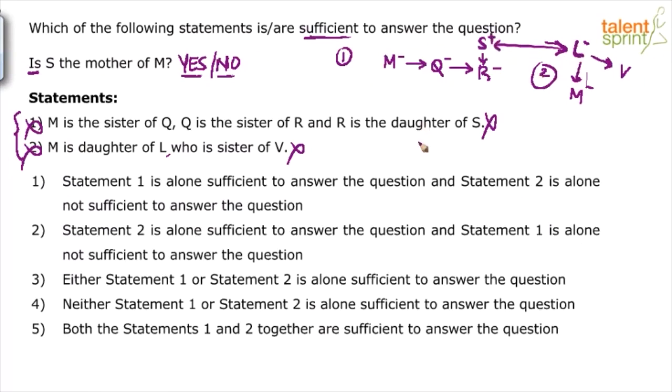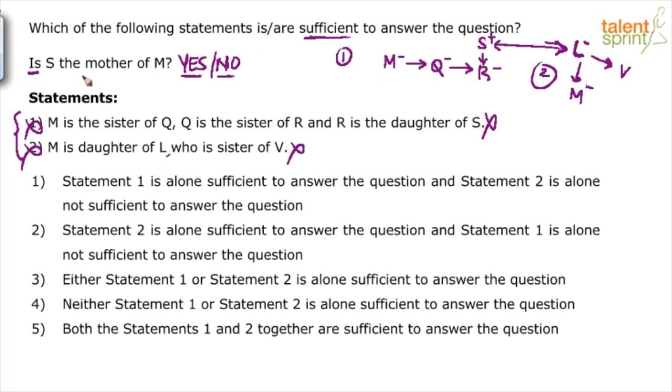So by combining the two statements, what do we get to know? Look at this part now. The question is, is S the mother of M? No. We are able to say no. Yes or no? How are we able to say no? Because we know that S is the father of M.